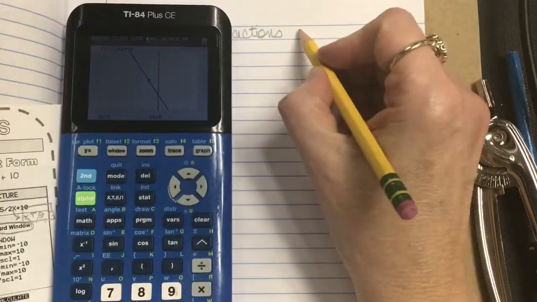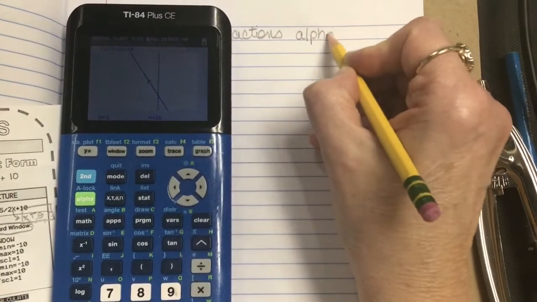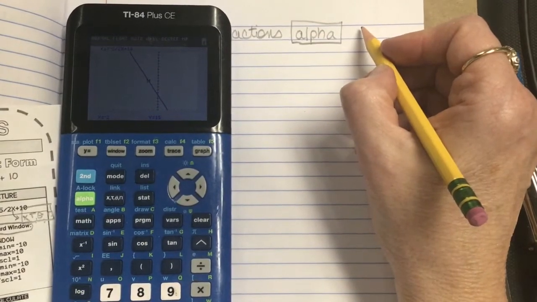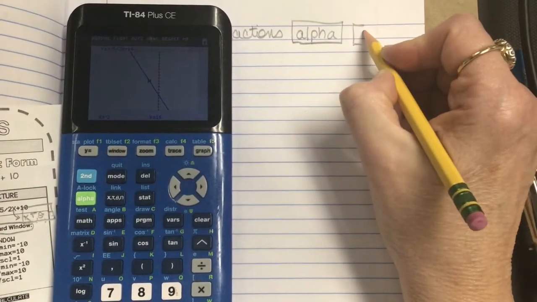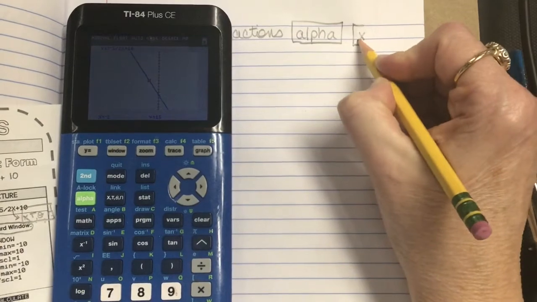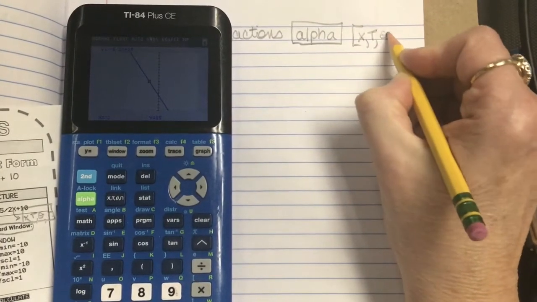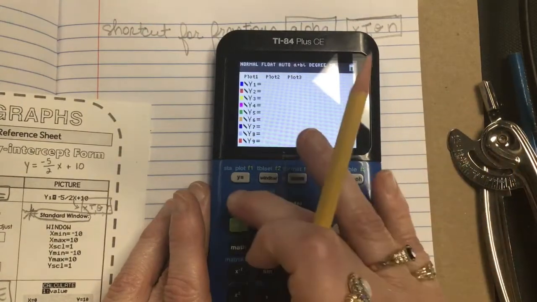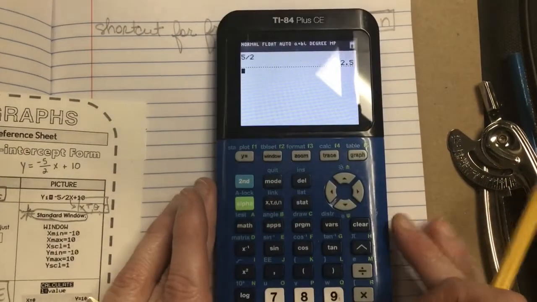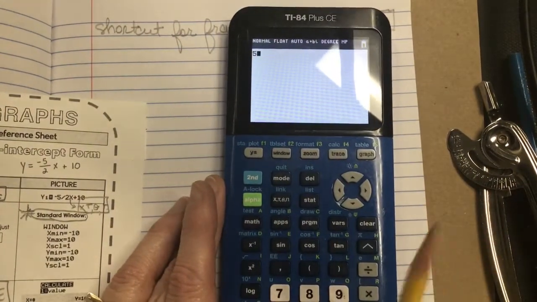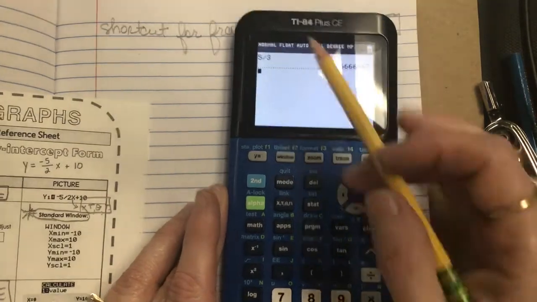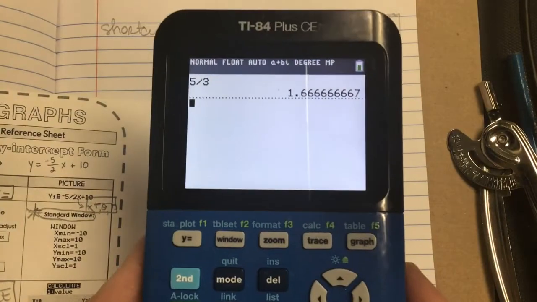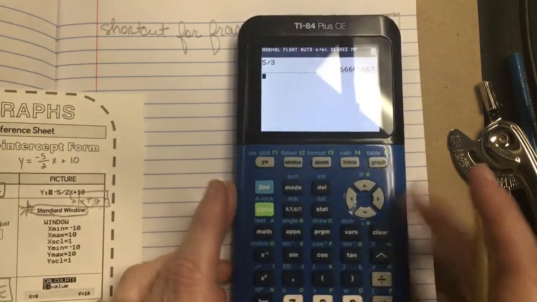Okay, alpha key. And the key right next to it that we use for x. Let me write it and then I'll put the box around it. It's X, T, theta, n. Ooh, let me go back to the home screen, second quit. And if I type 5 divided by 2, we write it like that. Did I type a 2 or a 3? That's a 3 in it, but that's okay. That's fine. Now, let me show you what I like about this.